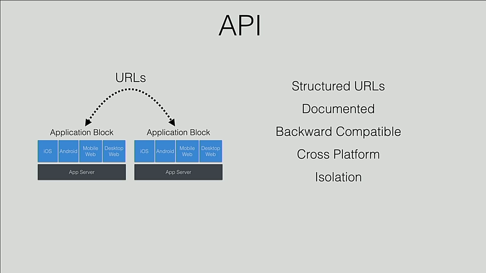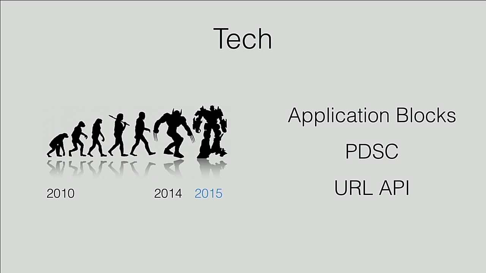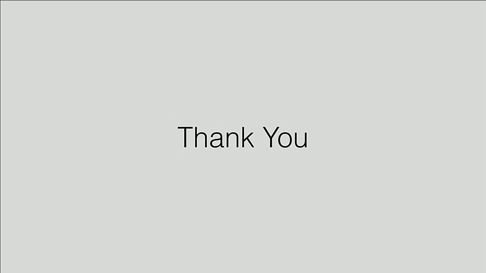So /profile/ a member ID at LinkedIn should work on mobile, should work on iOS, should work on Android, should work on the desktop. And those application separations and the actual URL separation is the primary difference that allows us to get scale as we move to a multi-app world. The final part for 2015 as we look at it is application blocks, the PDSC stuff I talked about, and the URL APIs. And that is just under a minute for speed talk.